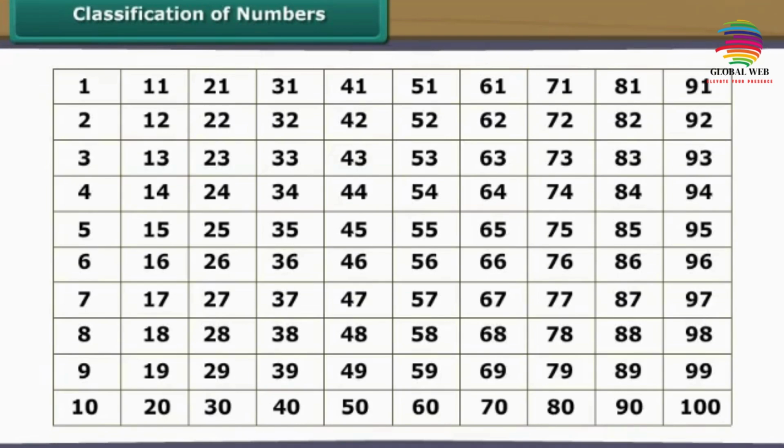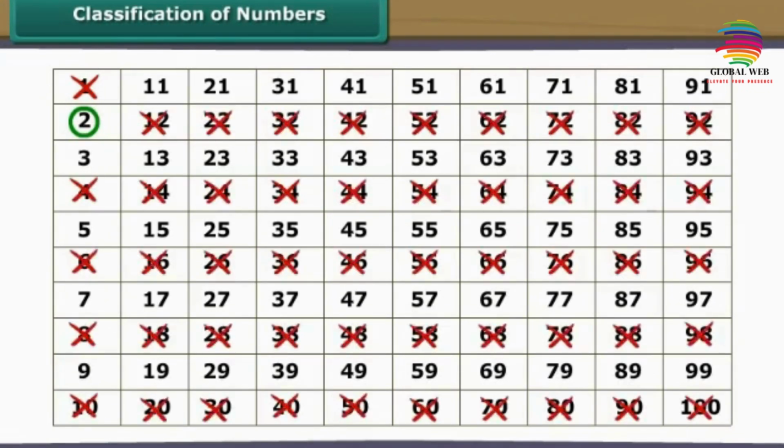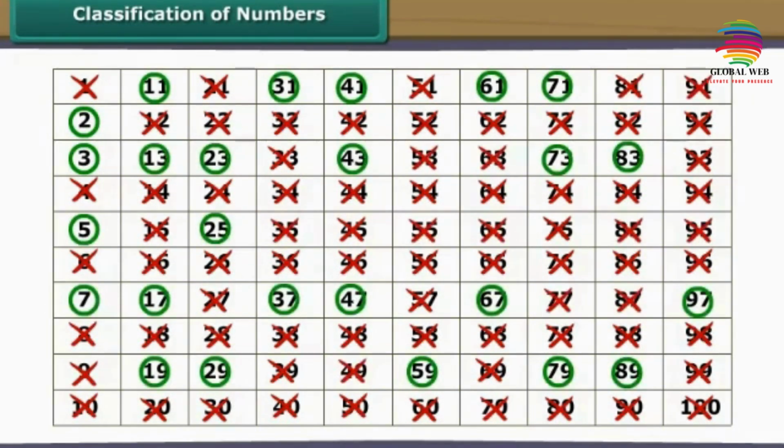We cross out numbers that are not prime and circle those that are prime. 1 is not prime as it has only 1 factor. We draw a cross on it. 2 is prime as it has exactly 2 factors. We draw a circle around it. We draw a cross on all the multiples of 2. 3 is prime. We draw a circle around it. We draw a cross on all the multiples of 3. We proceed till we have drawn a cross or a circle around all the numbers from 1 to 100.